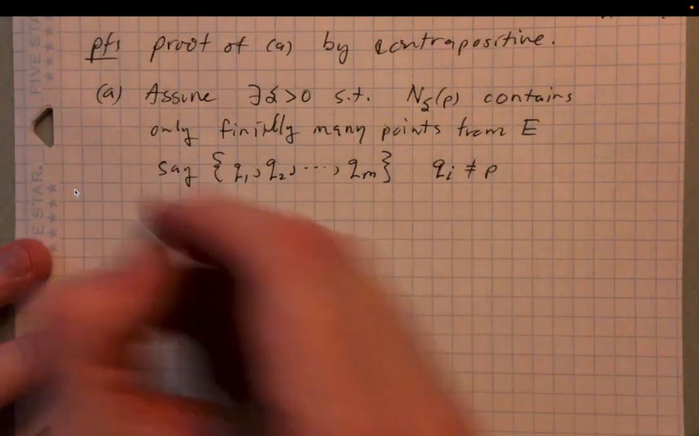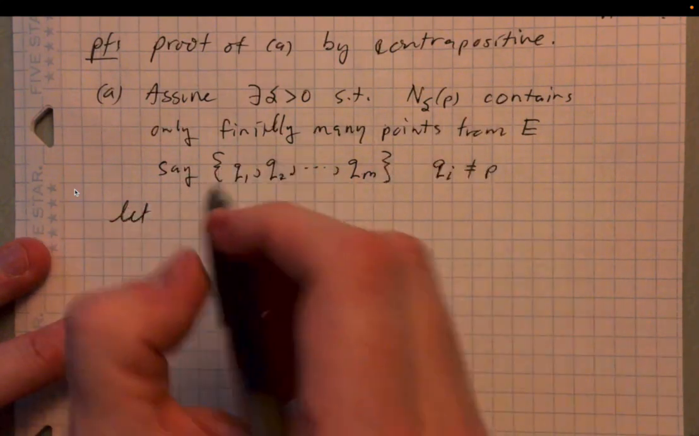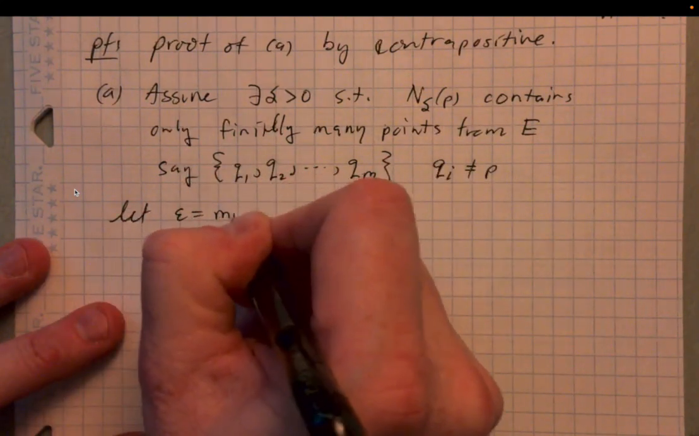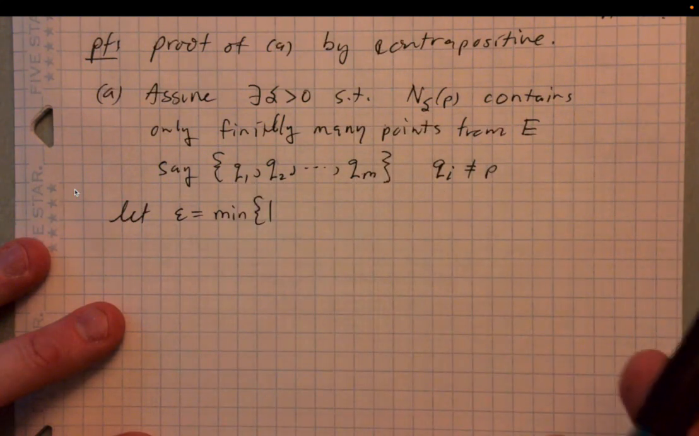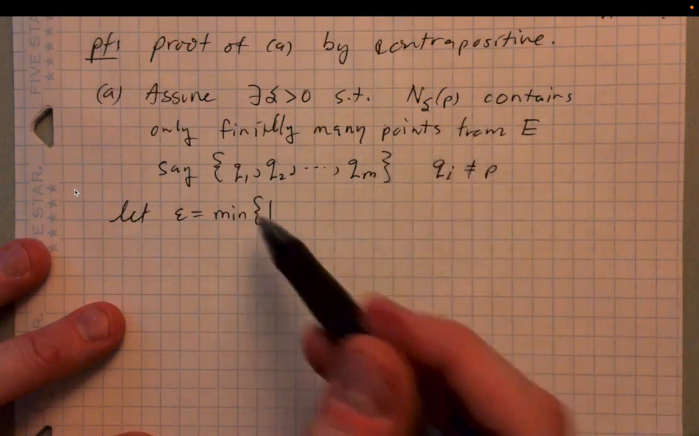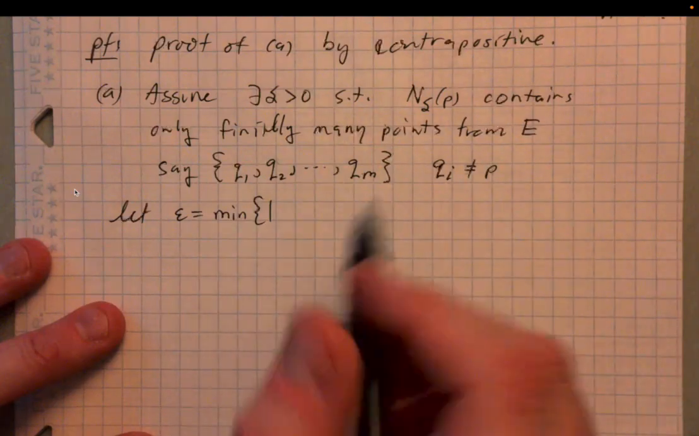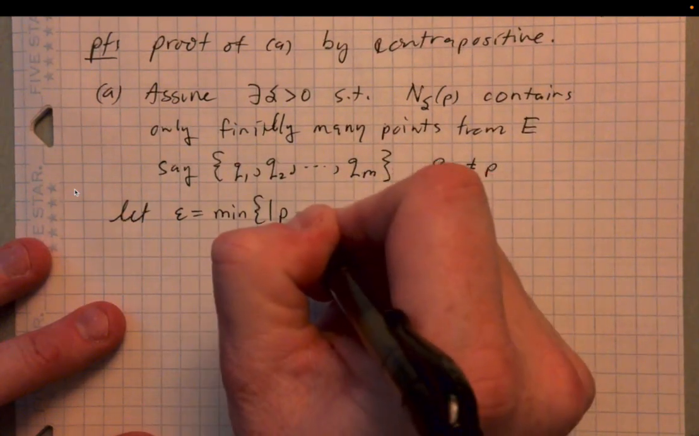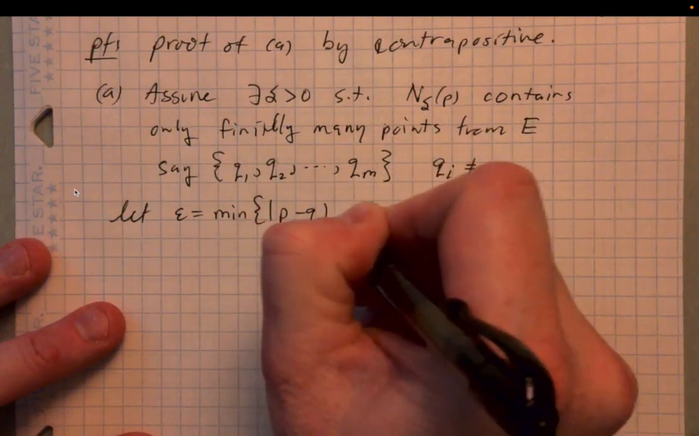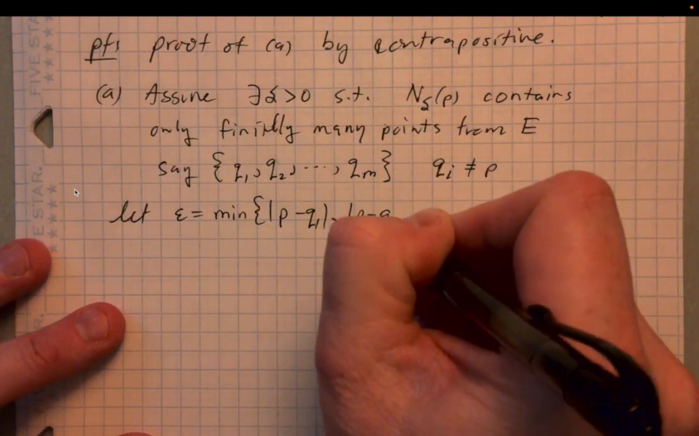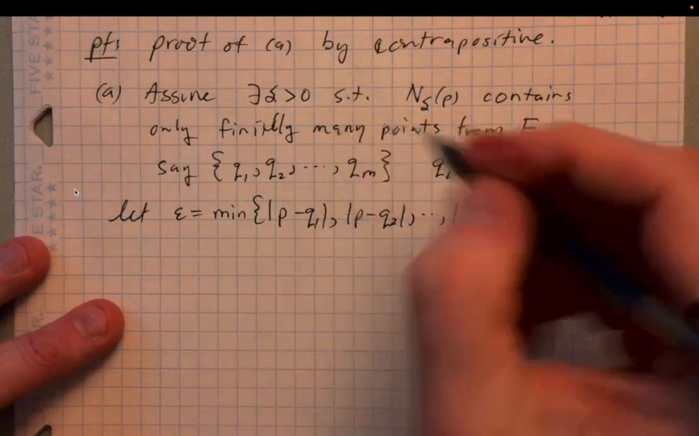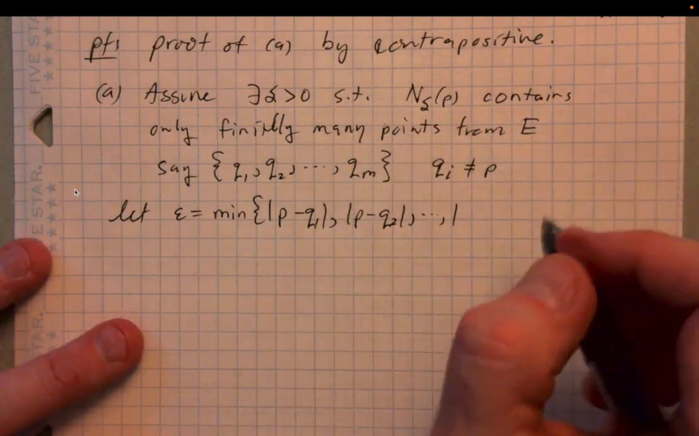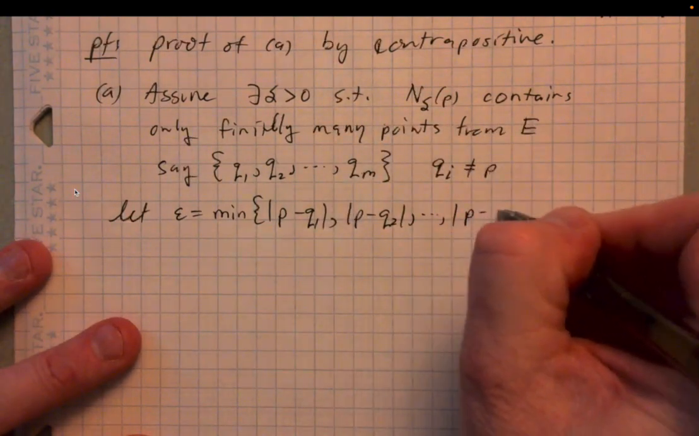Then I'm going to let epsilon equal the minimum of the distances between these points in the neighborhood and P. So it's the minimum of the distance from P to Q1, the distance from P to Q2, and so on, up to the distance from P to Qm. I can do this because there are only finitely many of them. It might take a long time if there are a lot of them, but I can do it theoretically.